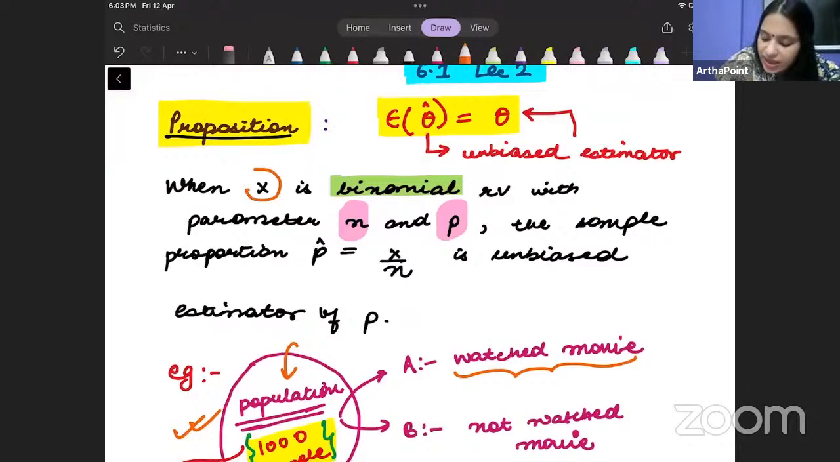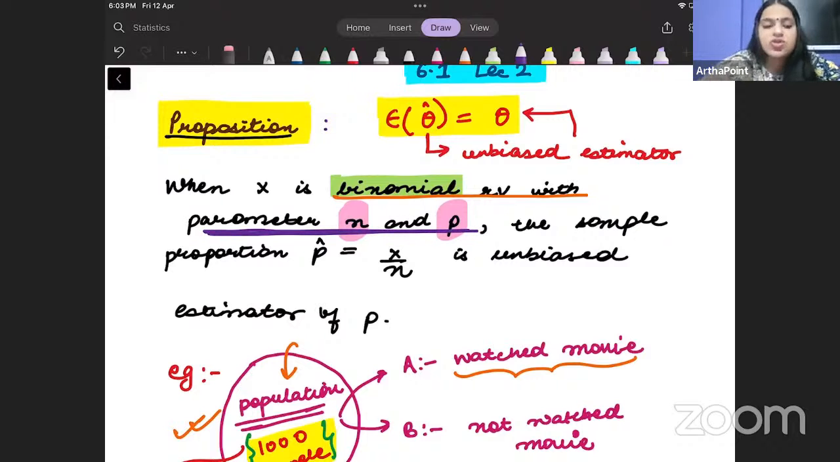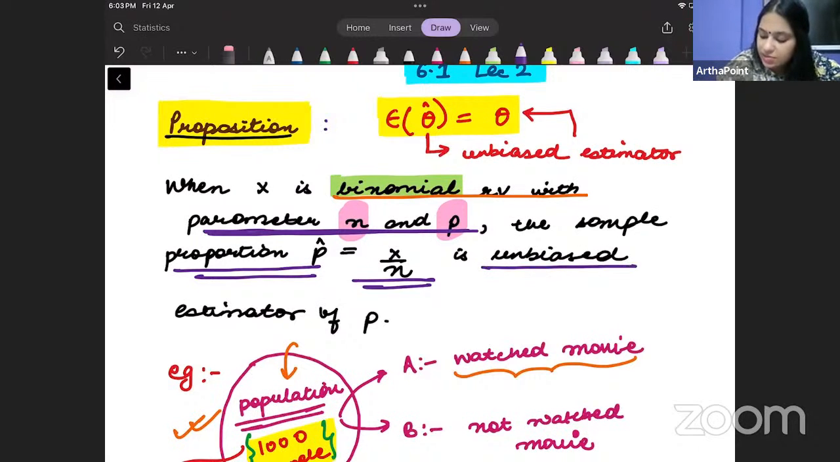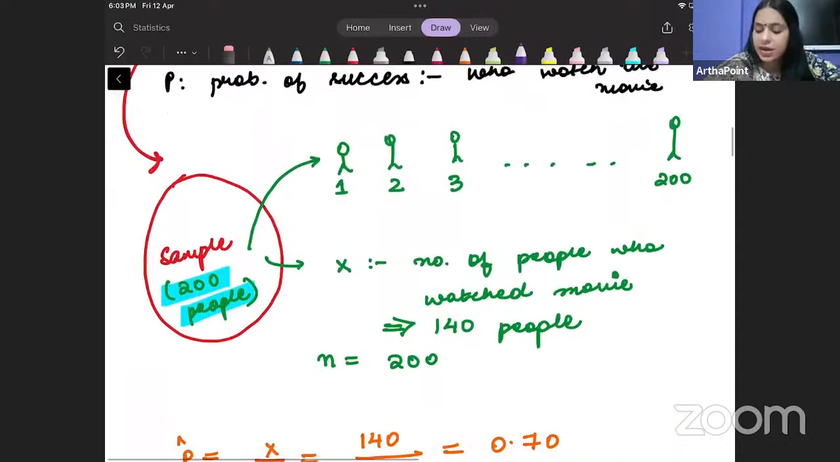ये बोल रहा है x is binomial random variable. X is binomial random variable with the parameter n and p. So there are two parameters to it. N is the number and p is the proportion. The sample proportion p hat is given by x by n. Sample में हम proportion कैसे निकालते हैं? x by n करके. And now we are saying that it is unbiased estimator of the population parameter.